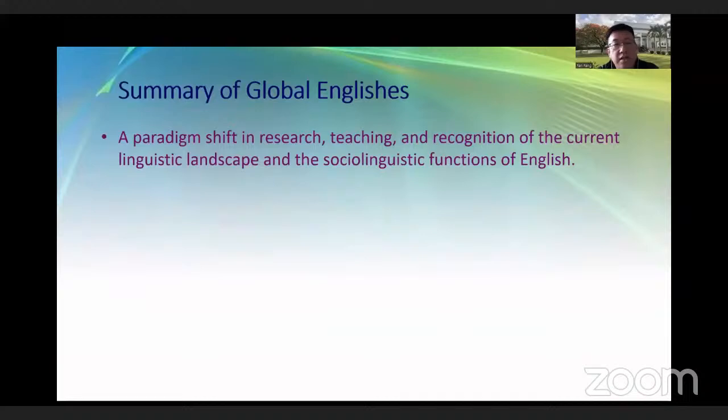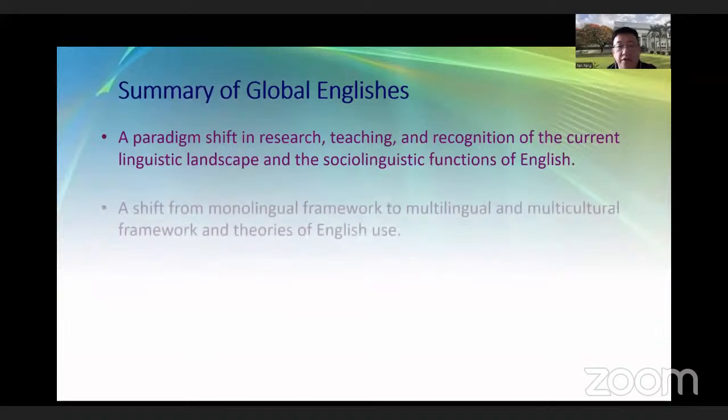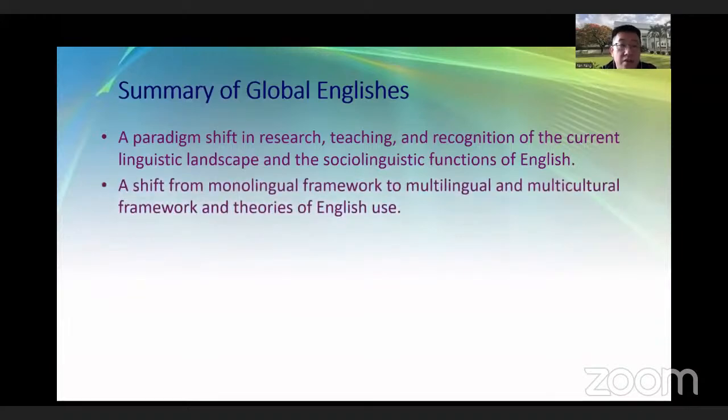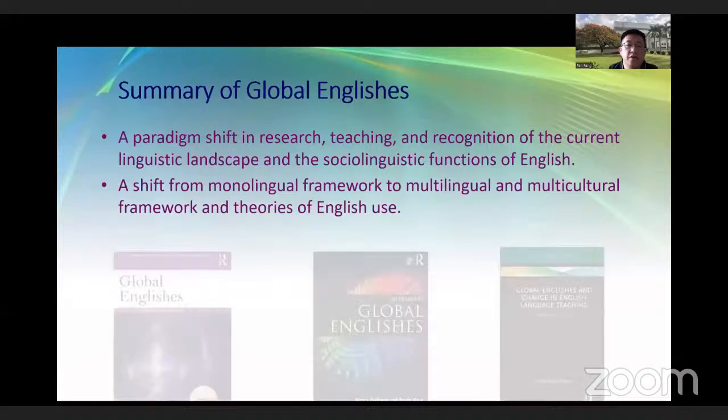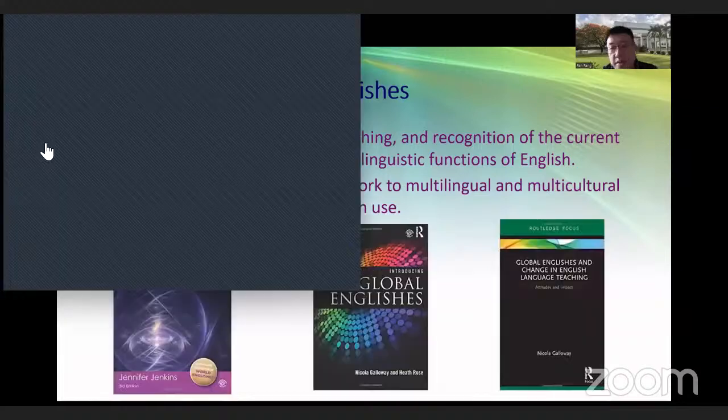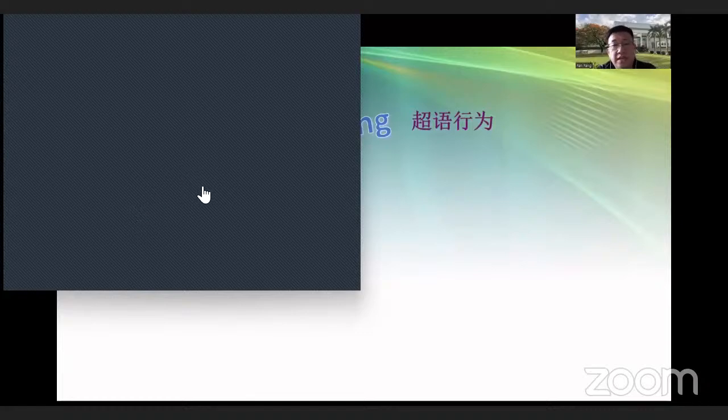So a quick summary of global Englishes is that this is a paradigm shift in research, teaching, and recognition of the current linguistic landscape and the sociolinguistic functions of English. And this is also a shift from a monolingual framework to a multilingual, multicultural framework and theories of English use and also language use in general. So when we recognize multilingualism, multiculturalism, and multimodality in language use, language contact.